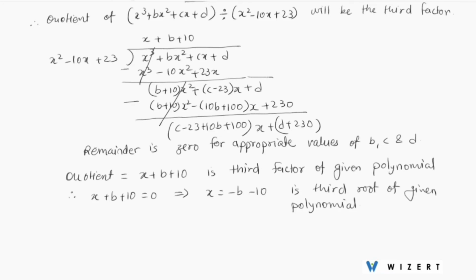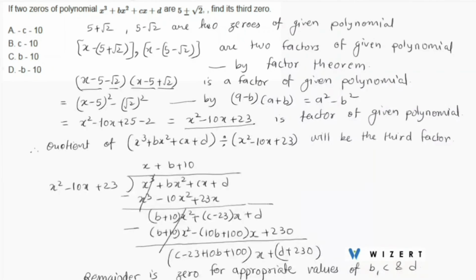Let's look at the given options. So let's see, answer is option D, minus b minus 10.